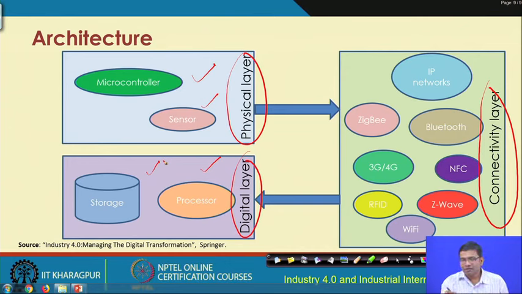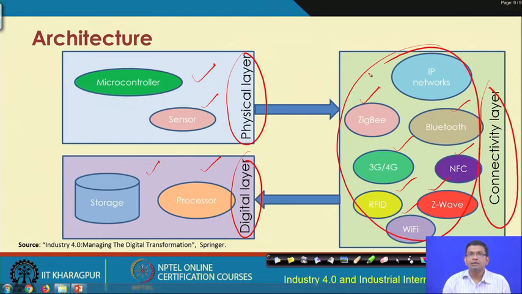And in terms of connectivity, all these different technologies, Zigbee, Bluetooth, 3G, 4G, NFC, RFID, Z-Wave, Wi-Fi, all of these different things that we have talked about in the past in the basic introduction component of this course, all of these are basically constituents of the connectivity layer. So, these are the three layers in the overall architecture.